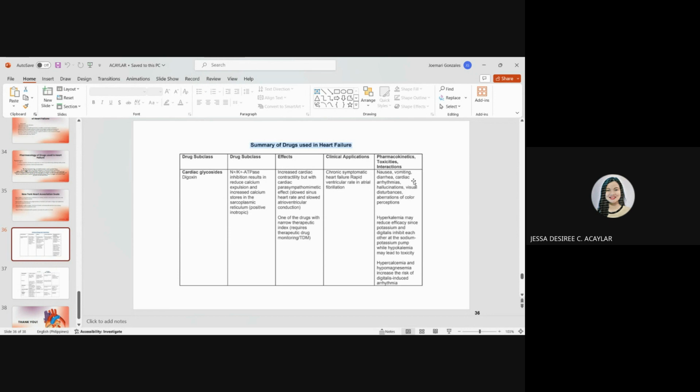Pharmacokinetics, toxicities, and interaction, magkakaroon po ng nausea, vomiting, diarrhea, cardiac arrhythmias, yun po hallucination, visual disturbances, aberration of colors and perception. Nagkaka-hyperkalemia rin po. Hyperkalemia may reduce efficacy since potassium and digitalis inhibit each other at the sodium-potassium pump, while hypokalemia may lead to toxicity. Hypercalcemia and hypomagnesemia increase the risk of digitalis-induced arrhythmia.